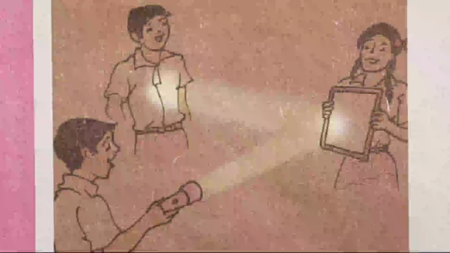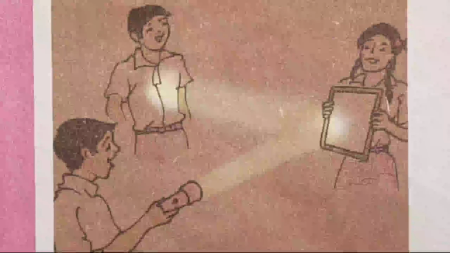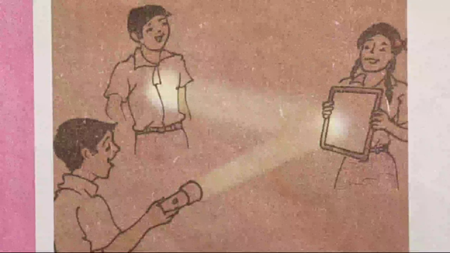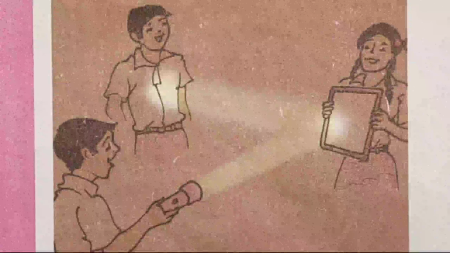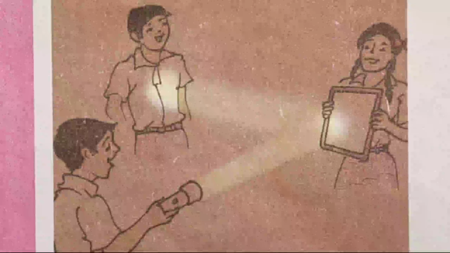Hello, good morning, students. Right now you are studying chapter 11, Light, Shadow, and Reflection. Today I'm going to end the chapter and discuss the last topic of this chapter. The last topic is 11.4, page number 112. The topic is mirrors and reflections.